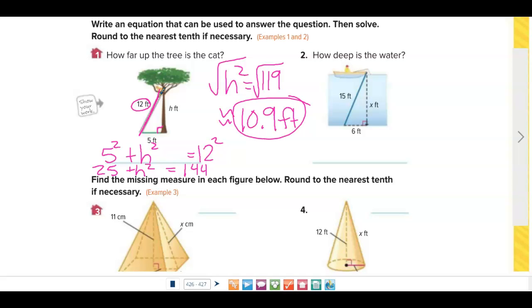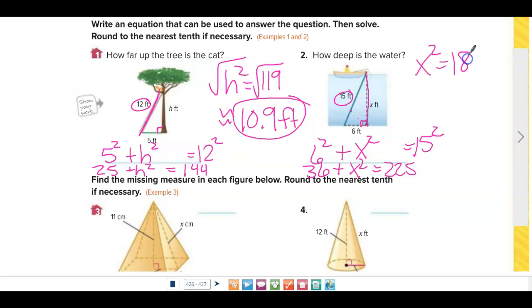Okay, over here we're trying to figure out how deep the water is. So again, this is our right angle, and the hypotenuse, or c, is always opposite of it, so we know it's going to equal 15 squared. And then we have 6 squared plus x squared. I would do my squares first, so 36 plus x squared equals 225. I take away 36 from both sides, and I get x squared equals 189.